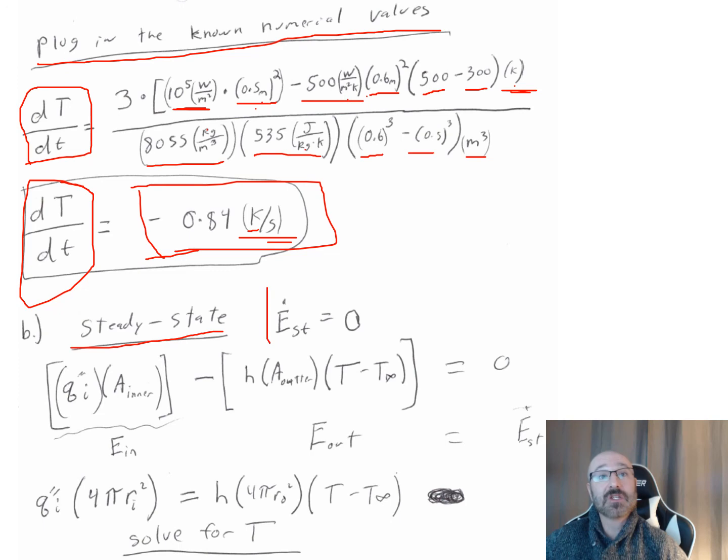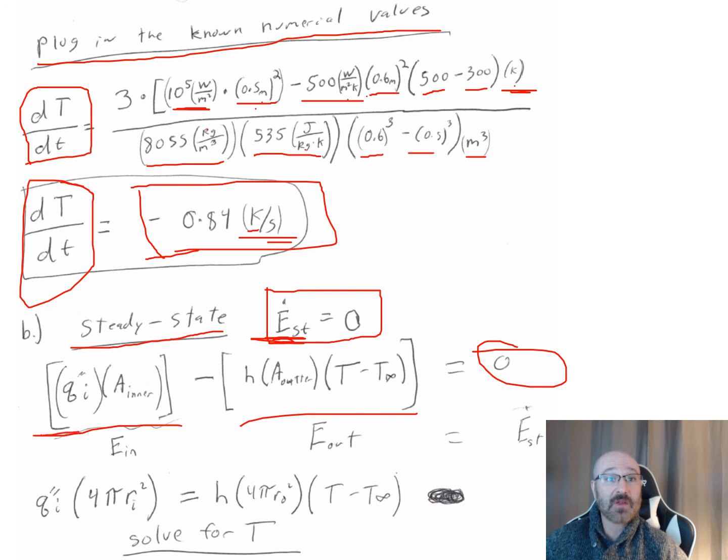For steady state conditions, the right-hand side of that energy balance equation, the rate of stored energy term, becomes 0. So that right-hand side becomes 0, and now we just have our inflow and our outflow. We can plug back into those with our governing equation, where we have our heat flux times the area of the inner minus our H value times the area of the outer times that temperature difference. So now we can plug in directly to that equation.